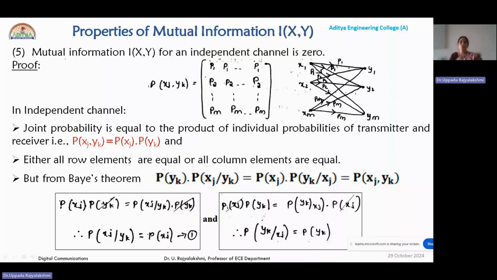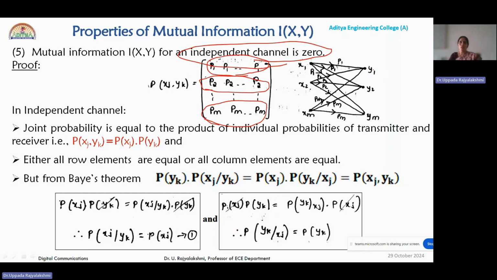Coming to the last property, the mutual information of an independent channel is 0. So here in the example, you can see the independent channel P of xj comma yk, represented as a matrix in which all the row elements are equal. Similarly, even if all the column elements are equal, it is also called an independent channel. So it means that the information from x1 is received as y1, y2, y3, and so on up to ym with equal probability.